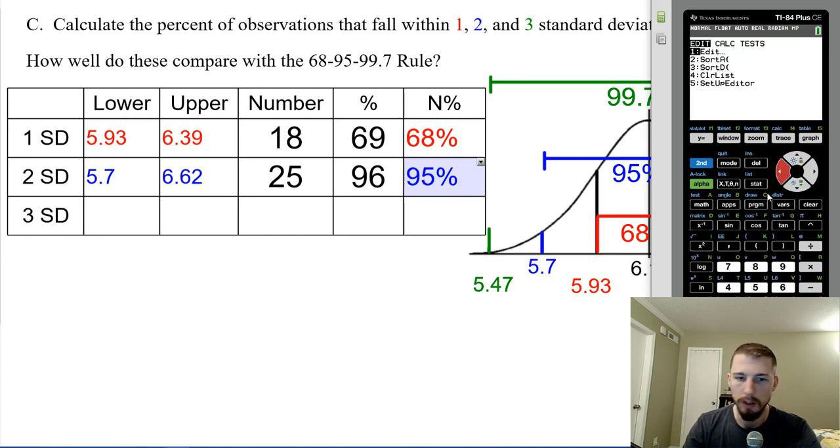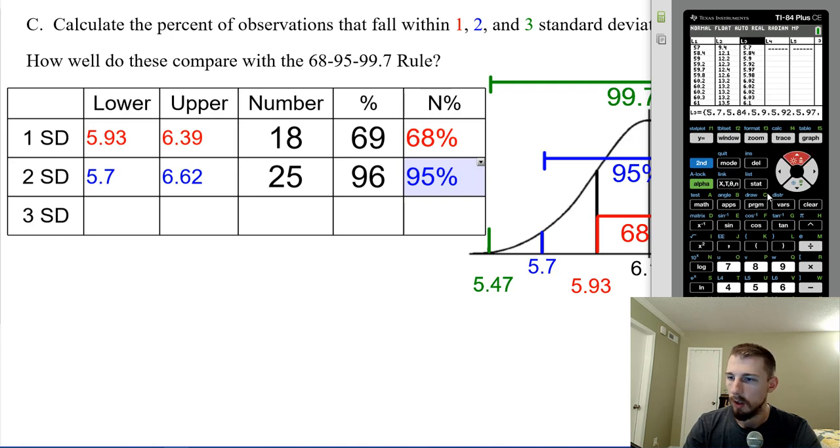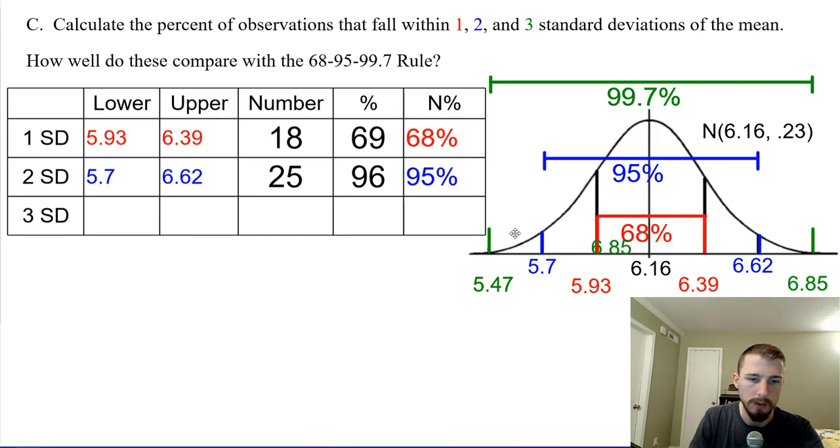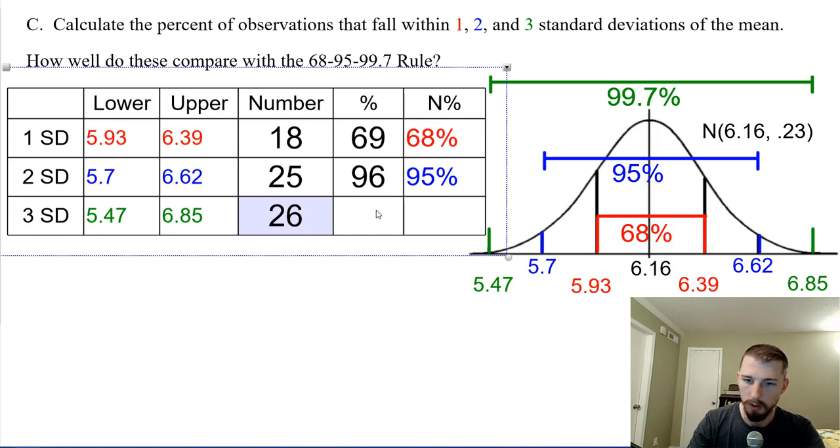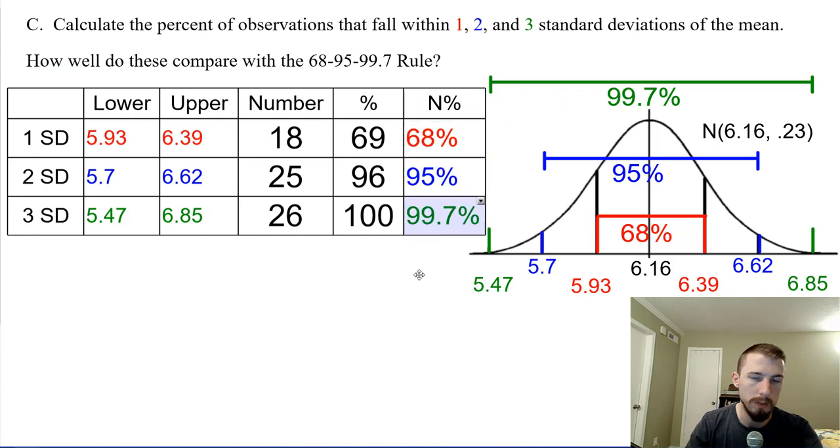Okay, calc edit, the highest one we had was 6.78. And yeah, 6.85 was the highest. So all of them are going to be within that. So that's going to be all 26 of them, which would be 100%. And from the empirical rule, we would say it should be 99.7. So notice how well it fits.